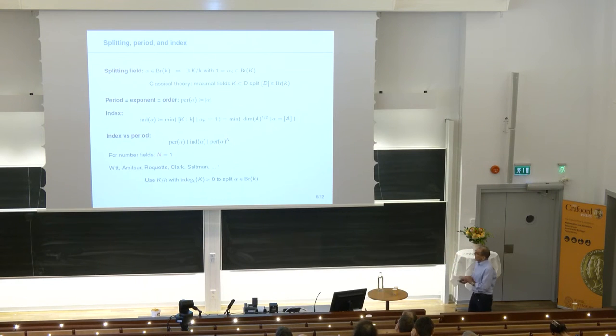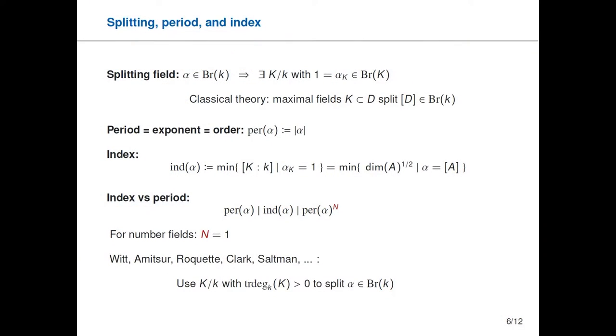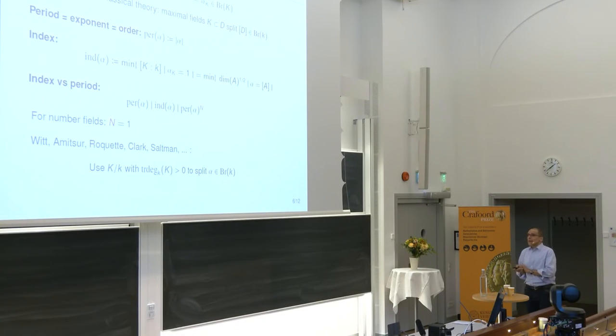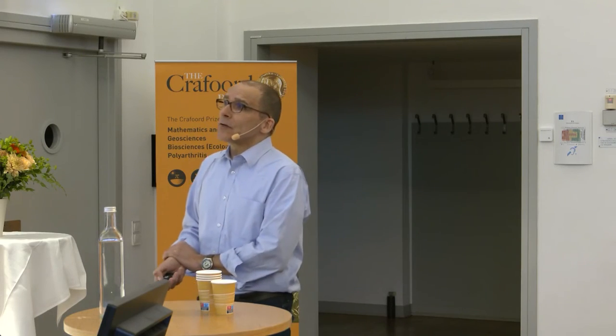But very early on, already in work of Witt and then Amitsur and then Roquette, but more recently also by Clark and Saltman, people got interested in splitting Brauer classes not by finite extensions as in the classical theory, but by fields of positive transcendence degree. So that makes it more geometric, as we will see. What exactly you want to do with it afterwards is not so clear, but it's certainly at first an interesting question whether you can split a Brauer class by certain natural transcendental extensions.